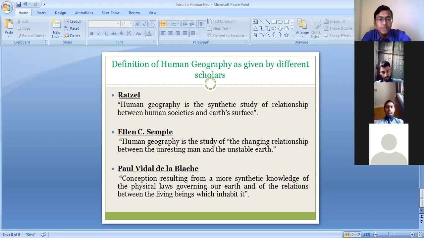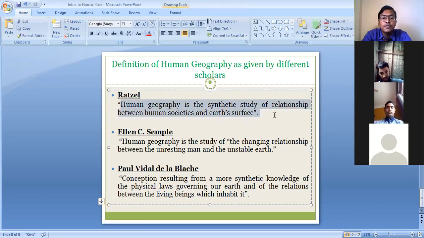See, Ratzel is one of the most famous human geographers, and he said that human geography is the synthetic study of relationship between human societies and the Earth's surface. So what Ratzel said is that human geography is the synthetic, meaning a detailed, very minute study of the relationship between human societies and the earth surface, and the earth surface basically resembles the physical environment.